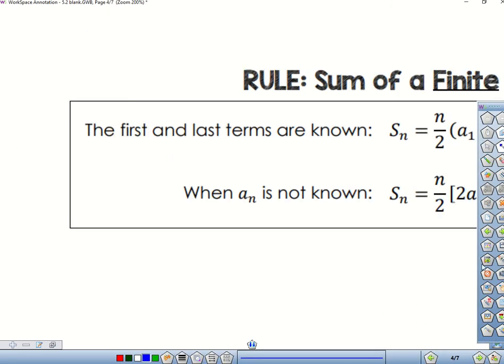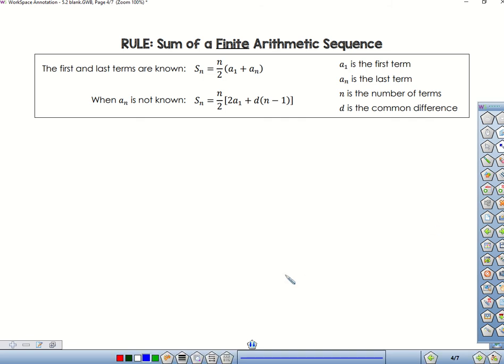So now let's look at the rules of the sum of finite sequences. Obviously, if I ask you to find the sum of the first 60 terms of a series, okay, you're not going to want to calculate that by hand, so we have a formula for that. And we actually have 2 versions of the formula. The first version is useful if you know the first term and the last term of the sequence. First term and the last term.